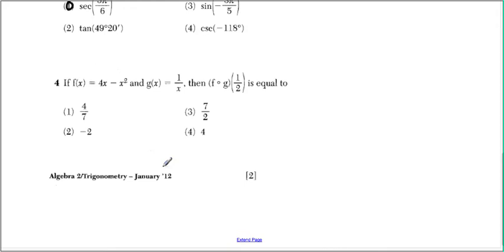4x minus x squared, and that. So for that, we're going to first do the g of 1/2 first. So that's really 1 over 1/2, which we know is 2. And now we're going to do f of 2, which we get 8 minus 4 is 4.